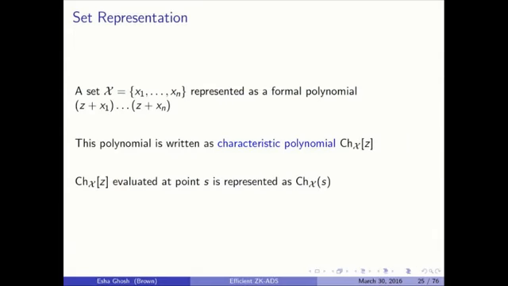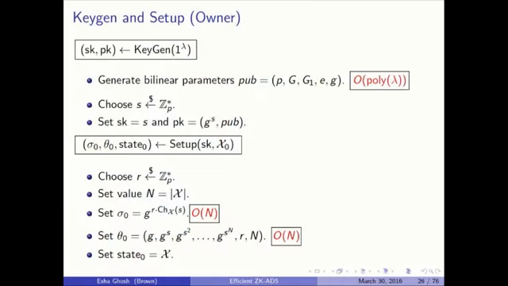For a set, we will first represent it as a formal polynomial. You could write minus here also, it does not matter. The polynomial is called the characteristic polynomial of chi. This is the formal polynomial, a product, and when it is evaluated at a secret point, we just denote it like that. That's a value, right? Okay.